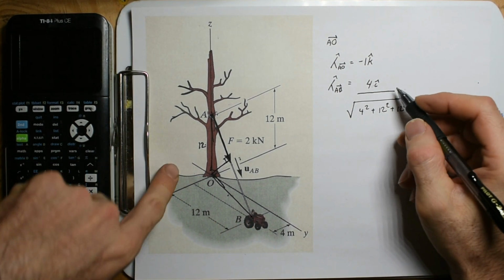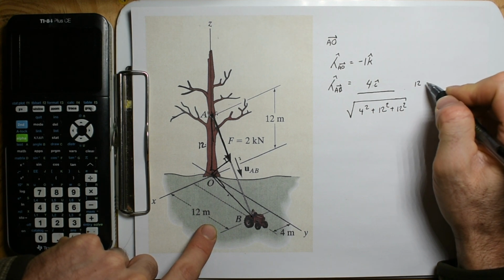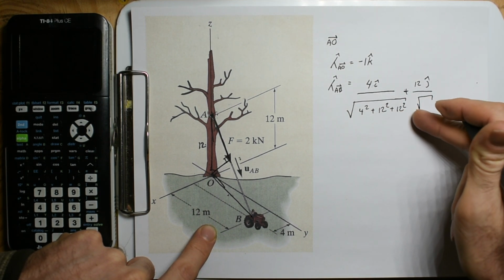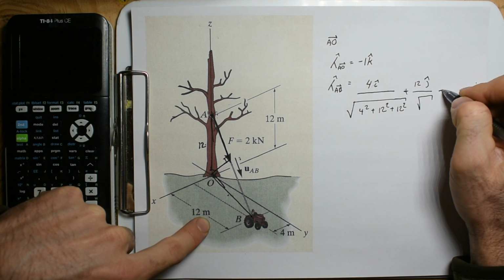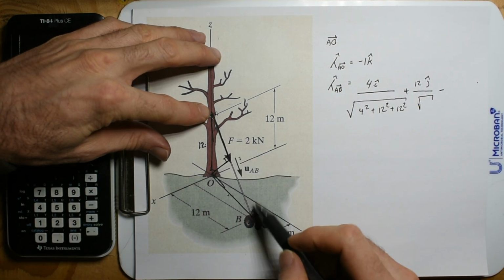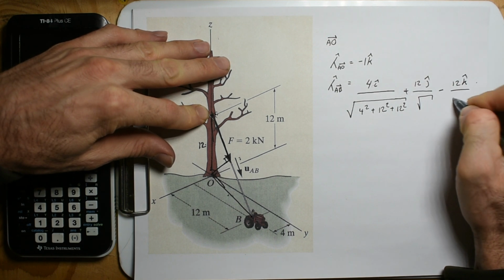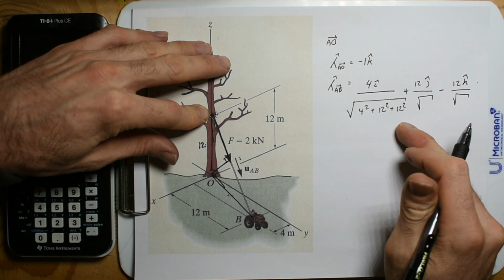And now moving on, we have the J component. That's going to be 12J, and I'm just going to say, hey, just divided by all that stuff again. Cool. And then to get from here to B, we've got to go down negative 12. So we're going to go negative 12 in the K direction, divided by all that stuff.